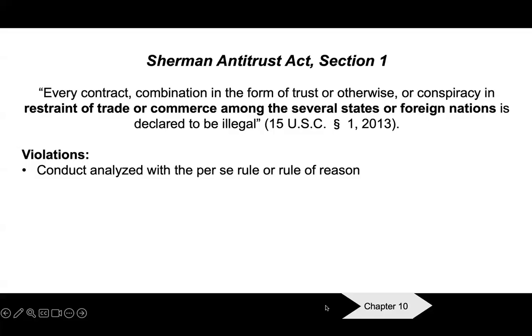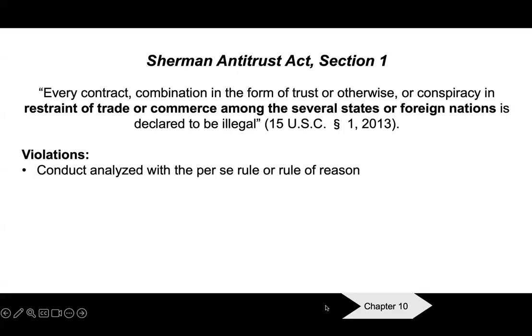There are a number of sections within the Sherman Antitrust Act. Section 1 is probably the one that's most applicable to sport, and this holds illegal any contract, trust, or conspiracy in the restraint of trade in interstate commerce. I've included the actual language from the law here on the screen, and that bolded area is representative of what I just shared. So again, to reiterate, it holds illegal any contract, trust, or conspiracy in restraint of trade in interstate commerce.